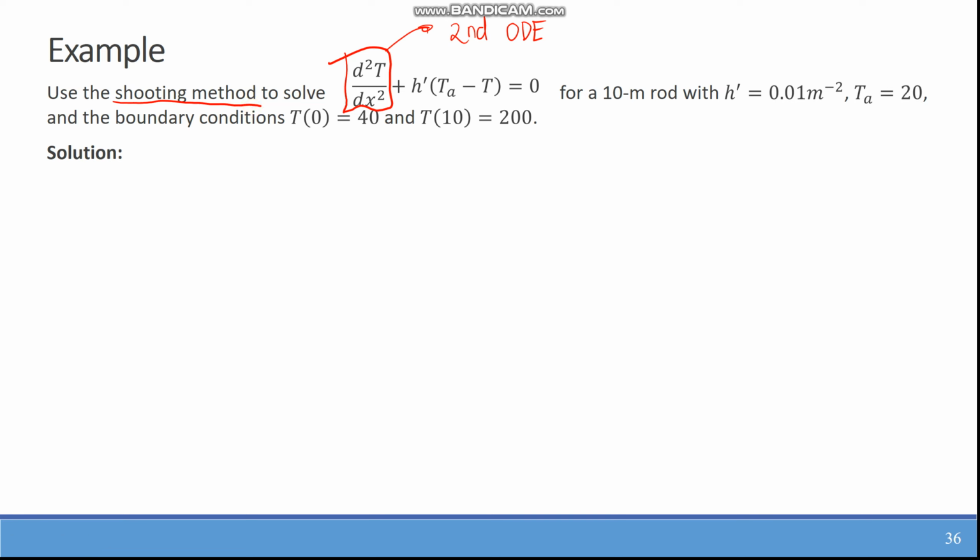So we have d squared T over dx squared plus h prime times (T sub a minus T). By looking at the Leibniz notation, we can say that T is the dependent variable while x is our independent variable. So we're going to use the shooting method to solve this one.